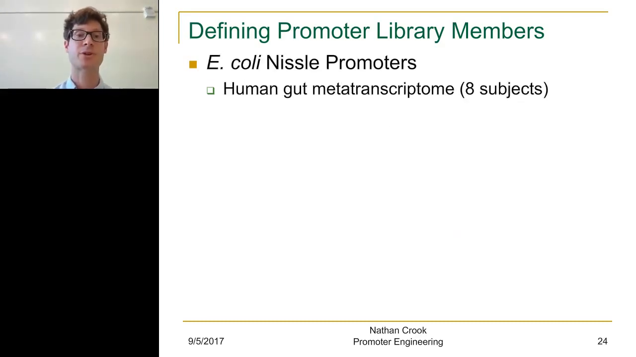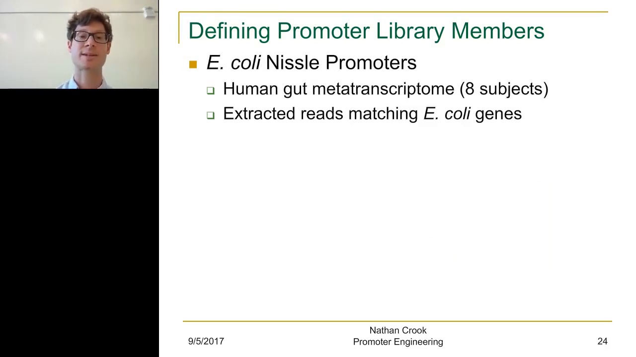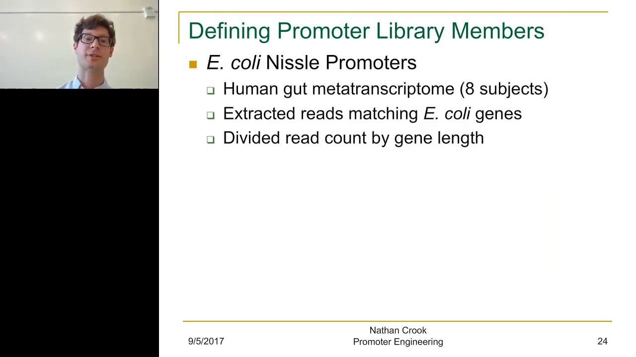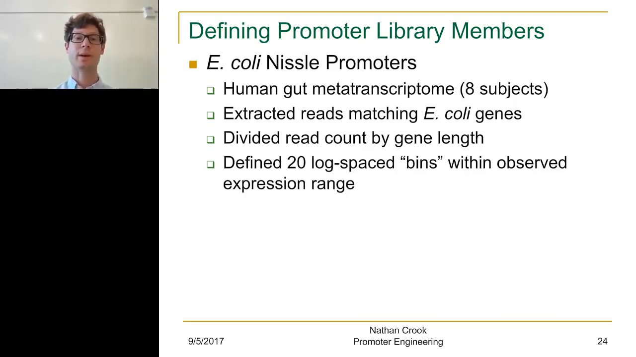We also took known E. coli Nissle promoters, and the way we defined these was through human gut metatranscriptomic data. It had 8 subjects. We extracted the reads matching E. coli genes, and we took the read count and divided by gene length in order to characterize the expression level of each gene. We wanted a range, so we took the highest level of expression and the lowest level of expression, and we divided that range into 20 log-spaced bins.